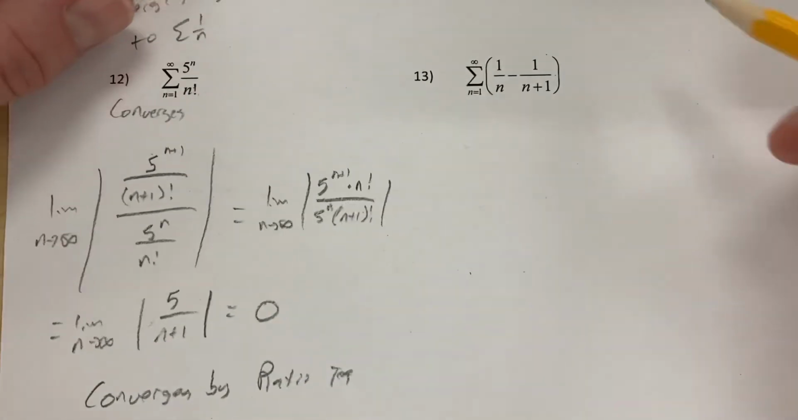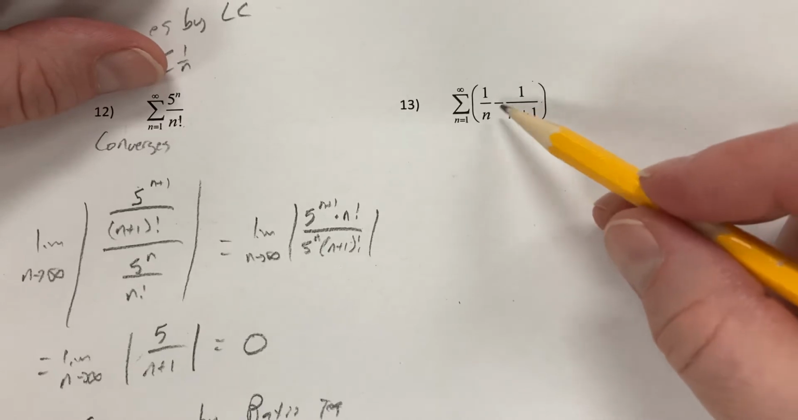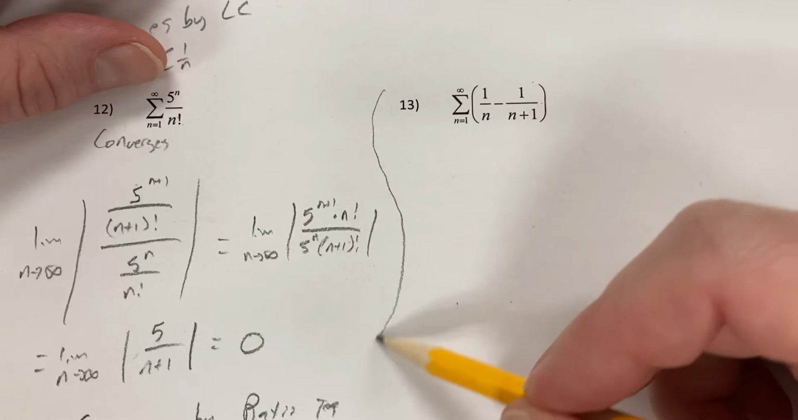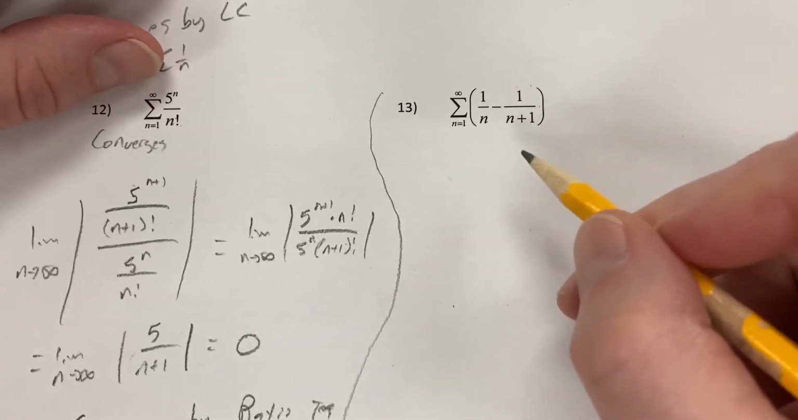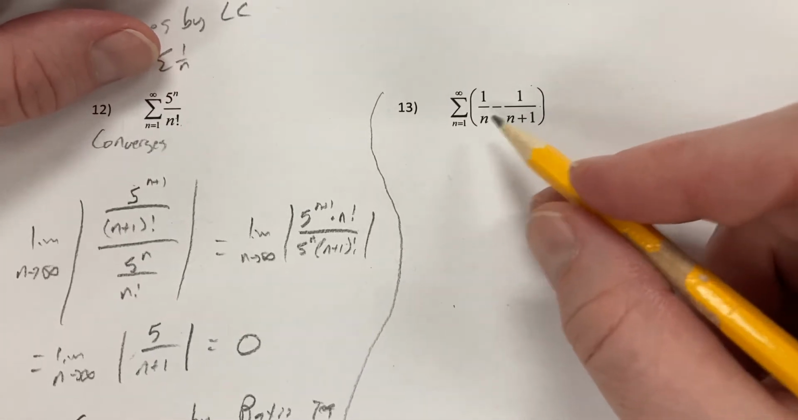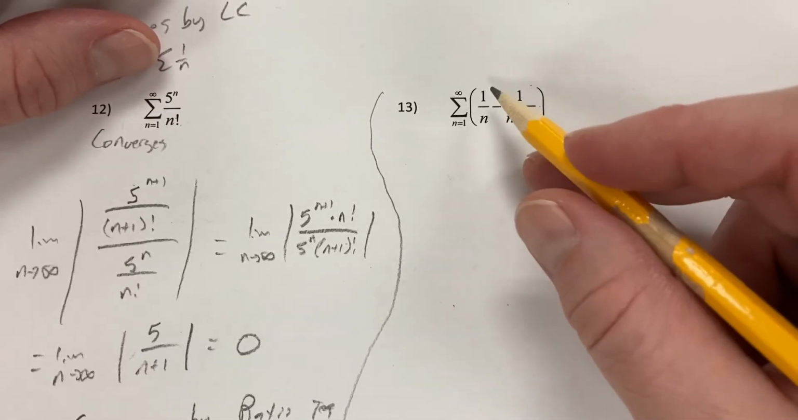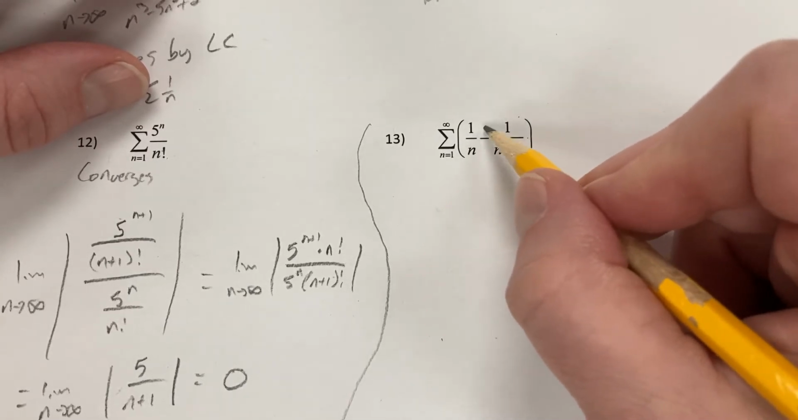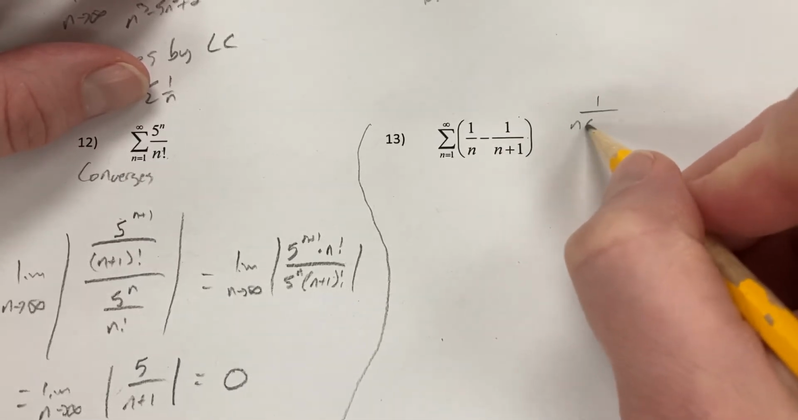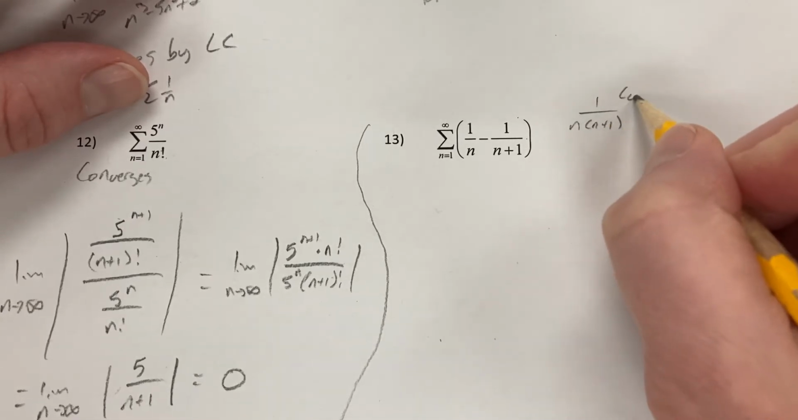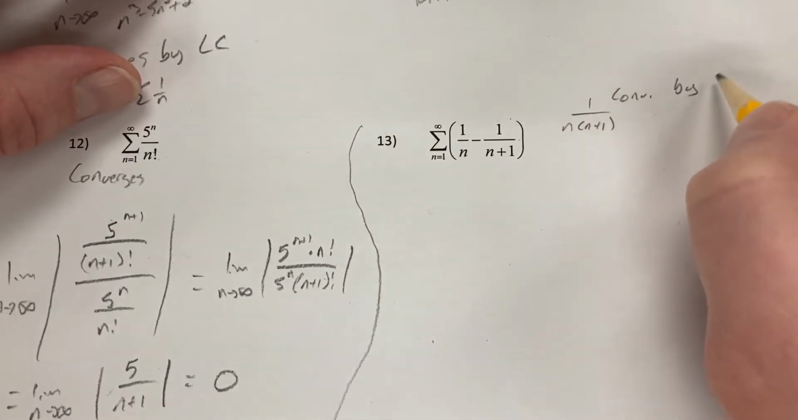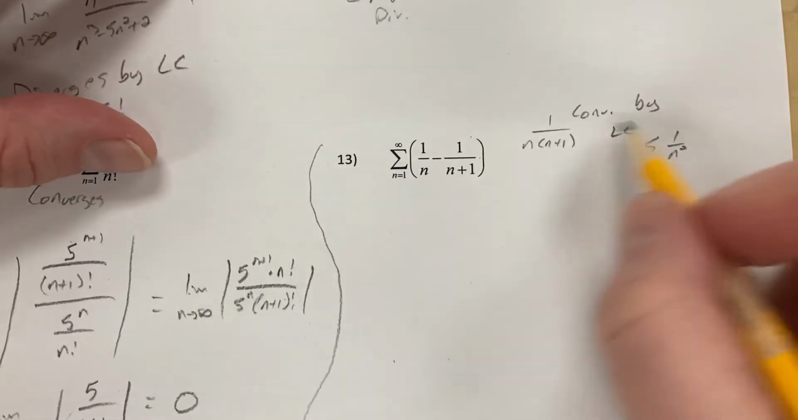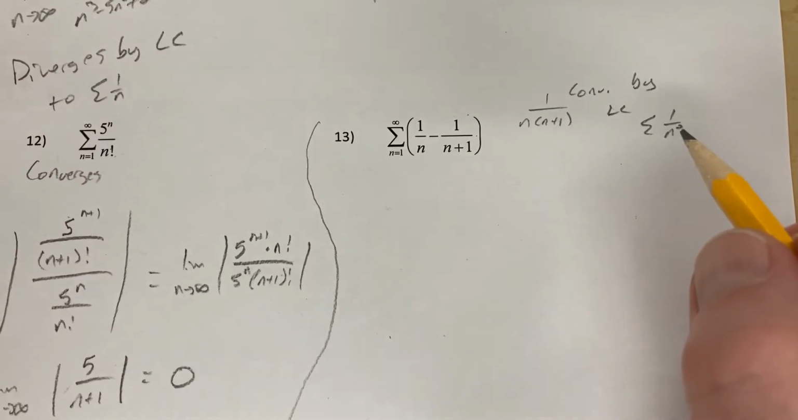Okay. We get 13. 13 is a little odd. We have 1 over n minus 1 over (n plus 1). And there really isn't a test for this one. I threw this one on there just to see what you might try to do. You could try to combine like terms or get a common denominator, and if you did that, you'd have (n plus 1 minus n). You'd end up with 1 over n times (n plus 1), which does converge by limit comparison to 1 over n squared. So you could go that route.